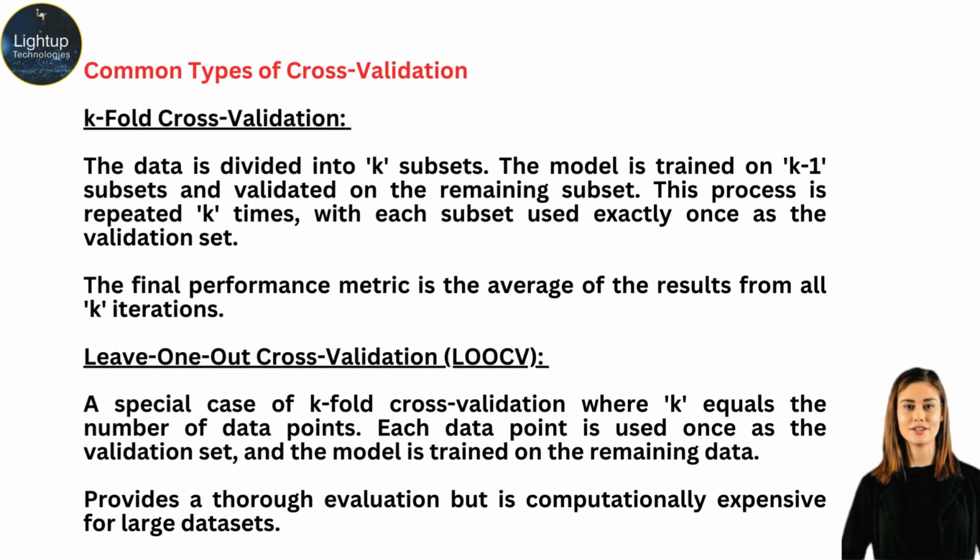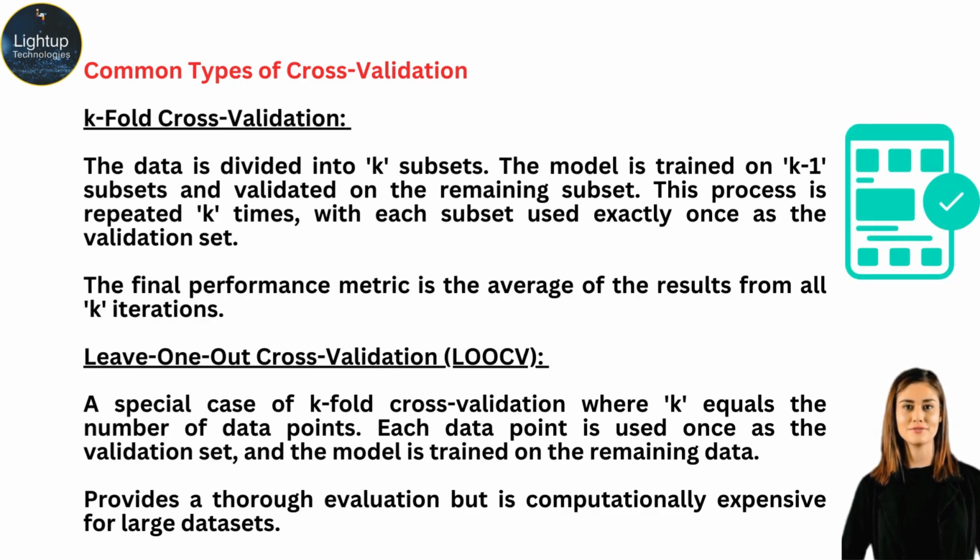Common types of cross-validation. K-fold cross-validation. The data is divided into K subsets. The model is trained on K-1 subsets and validated on the remaining subset. This process is repeated K times, with each subset used exactly once as the validation set. The final performance metric is the average of the results from all K iterations.